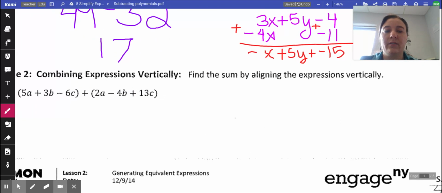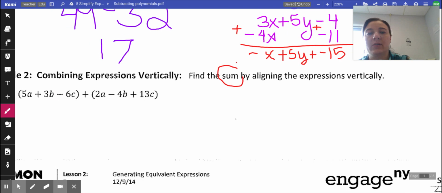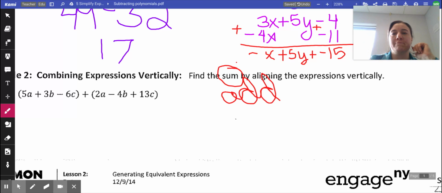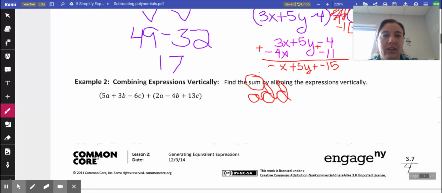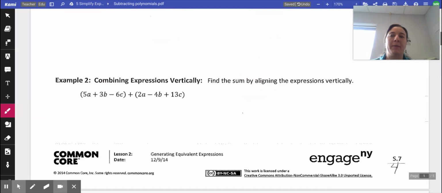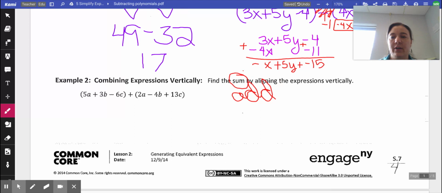Okay, we're going to find the sum. Super important that you know that means add. Back in the day when we had the midterm, I would have a question on there that said sum, and lots of people would multiply. So please, you got to know your vocab. Sum means add. Vertical means up and down. So we're going to do it the way I just did the last one. We're going to organize by lining things up.